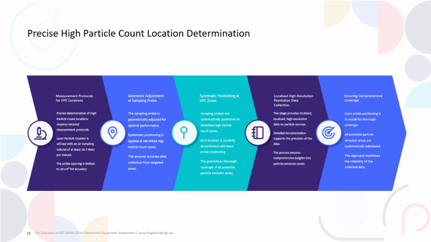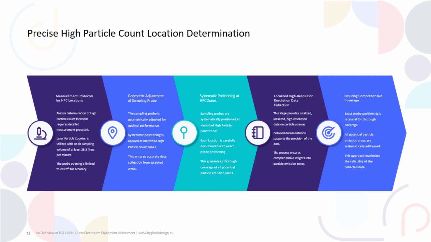In this section, we focus on the precise determination of high particle count locations through detailed measurement protocols. We use a laser particle counter with an air sampling volume of at least 28.3 liters per minute, and the probe opening is limited to 20 centimeters squared to ensure accuracy. The sampling probe is geometrically adjusted for optimal performance, with systematic positioning applied at identified high particle count zones. This careful adjustment ensures accurate data collection from the targeted areas.